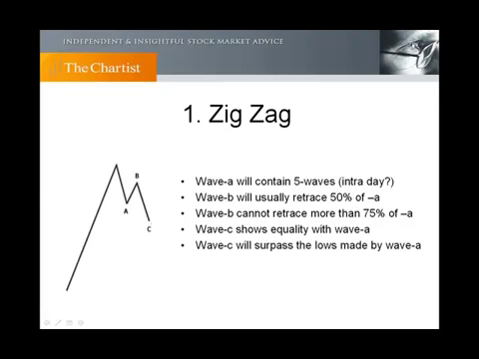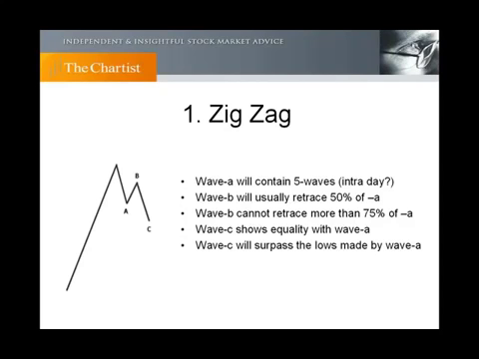Now there's 2 very important attributes of this pattern. First of all, wave B only goes about 50 to 68% of wave A. All right, so wave B tends to be quite short, and wave C must fall below the lows of wave A. That's the ideal pattern. If we dig a little bit deeper, usually wave B will be about 50% of wave A. It cannot retrace more than 75% of wave A.